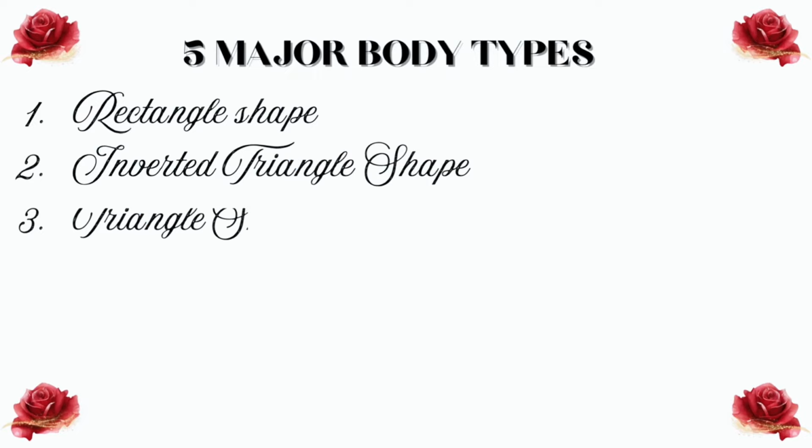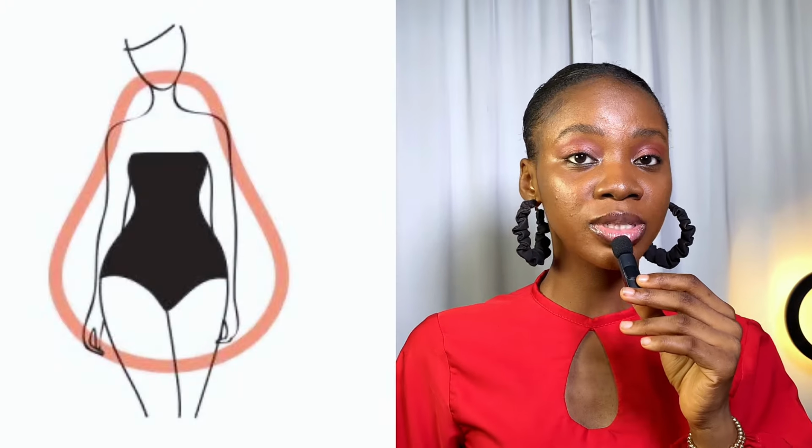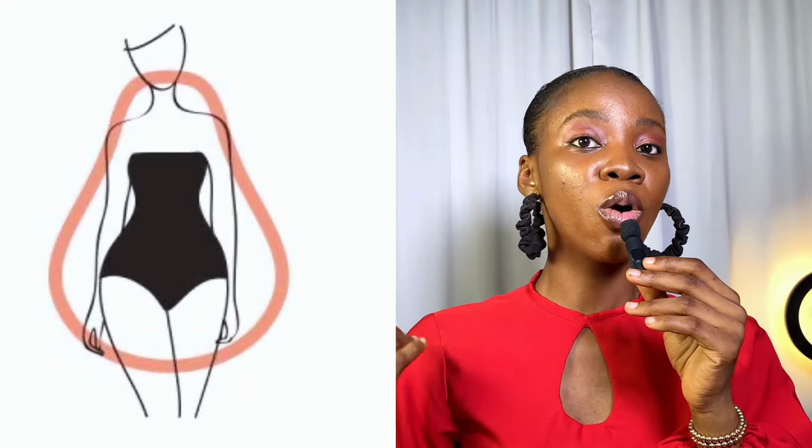Now the next shape we're going to talk about is the triangle body shape. Now this is obviously the opposite of the inverted triangle shape. So for this shape, the hips are wider than the bust or the shoulders.